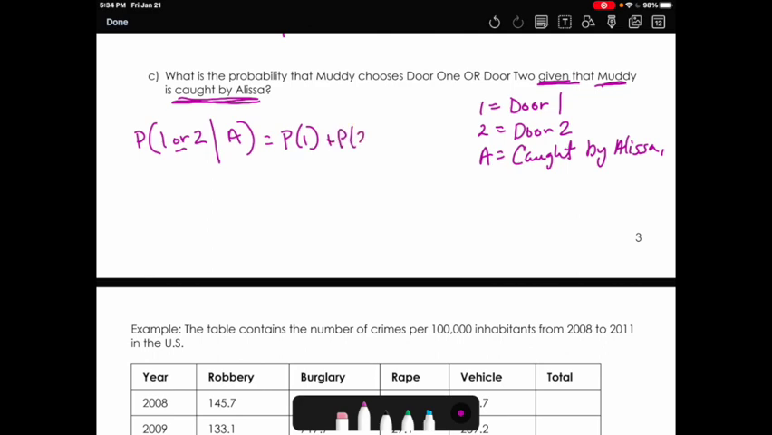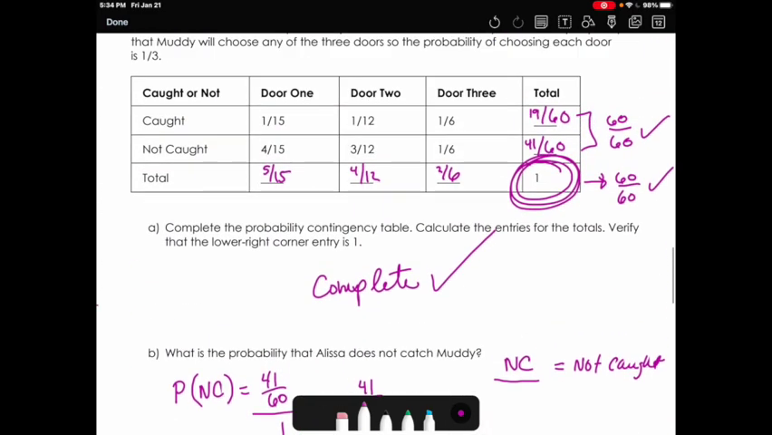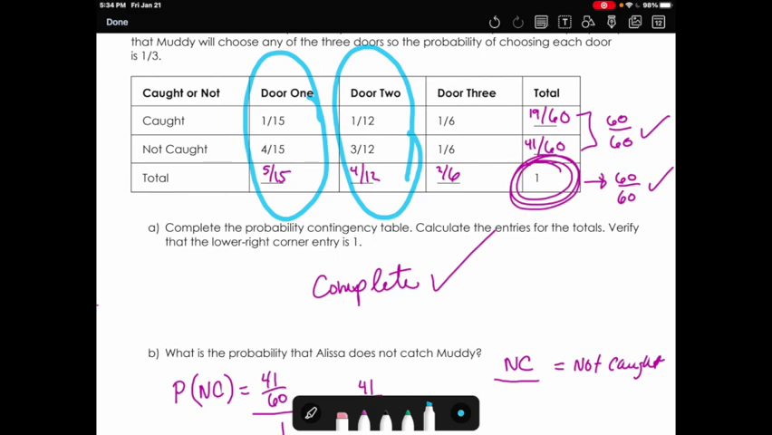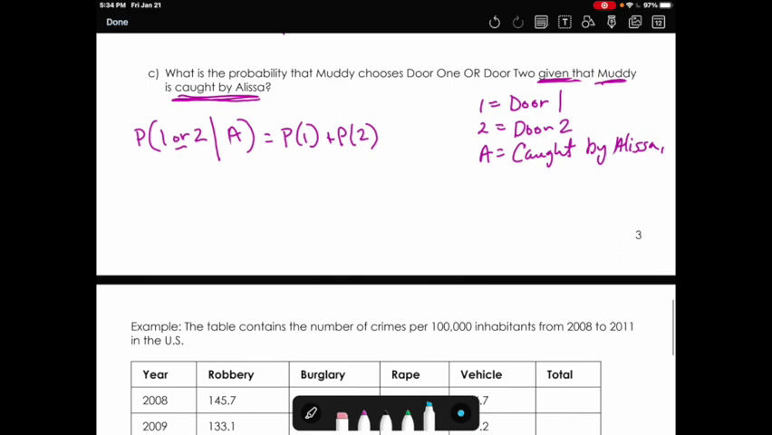So since this is an or statement, we want to find the probability of 1 plus the probability of 2 minus any overlap. If you look back up here, we're not going to actually have any overlap in this one, because door 1 and door 2 are mutually exclusive events. There's no overlap. You can't have both of those events happen at the same time. So we don't have to worry about subtracting off the overlap.